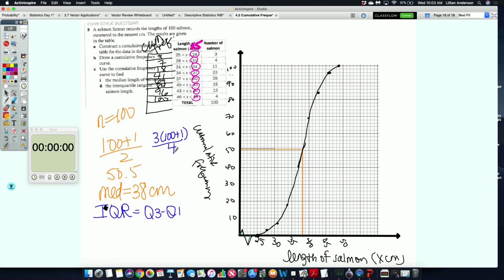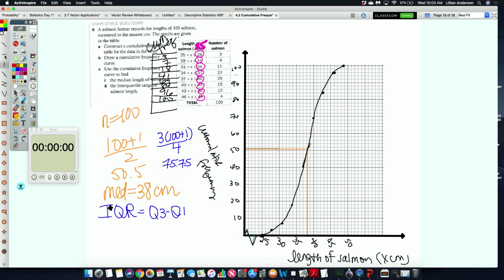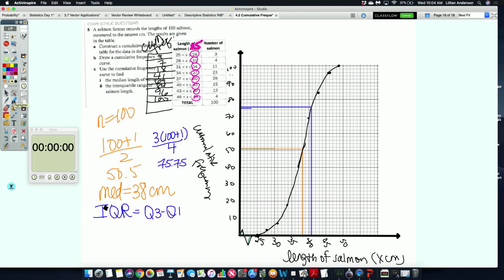I got 75.75. Make sure you add, multiply, then divide. So 75.75 means it's going to be really close to 76. Drop it down. I got 75.75, and so it's going to be really, really close to 76, like right below 76. So for me, that'll be 41.